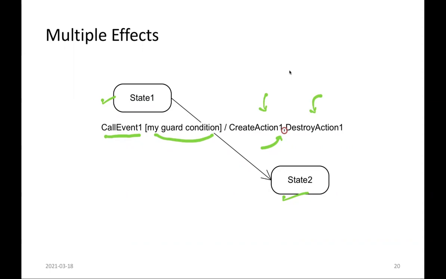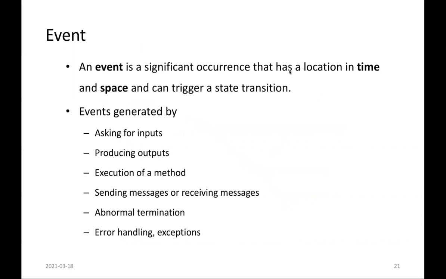These are the two effects that will happen to the object based on the transition from state one to state two. So far we've talked about events a lot. So what is an event? An event is a significant occurrence that has a location in time. We are monitoring the behavior of a system, so we're always going to talk about different events that might cause a transition or change in the behavior of the system. As long as we are talking about events, we're always referring to time and even space. So an event is a significant occurrence that has a location in time and space and can trigger a state transition.